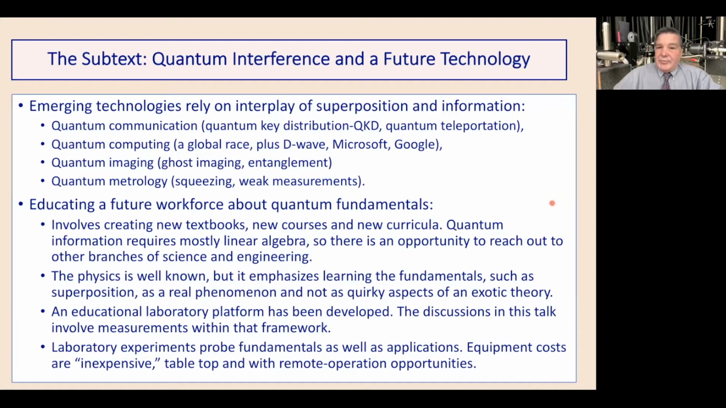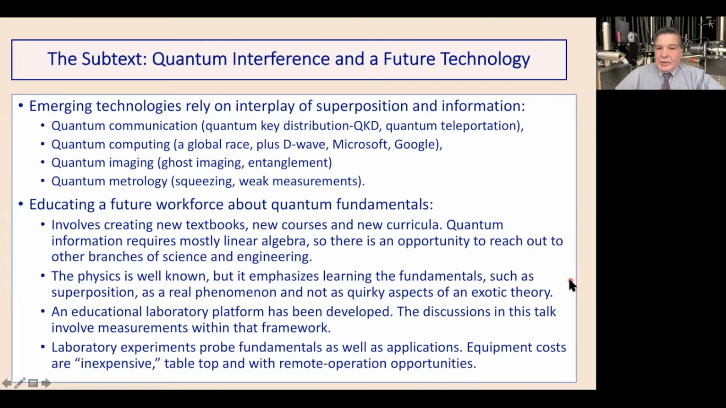Well, quantum information really requires mostly linear algebra. Even though physicists would grumble at this comment, in reality, when we're talking about manipulating states, we really need linear algebra, and we don't really need to solve the Schrodinger equation of quantum mechanics as a necessary step. So because it's linear algebra, there's an opportunity to reach out to other branches of science and engineering.